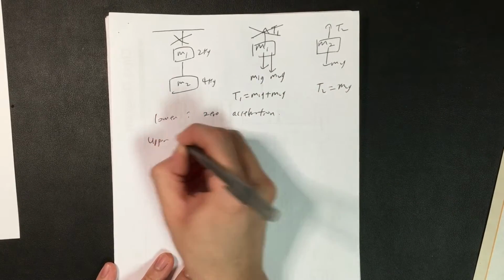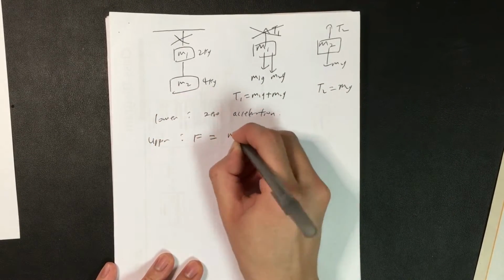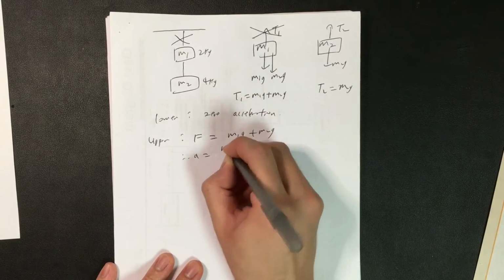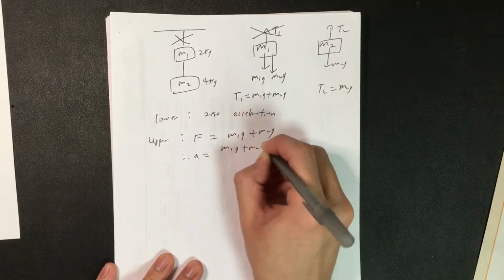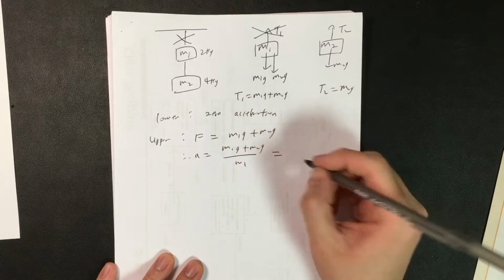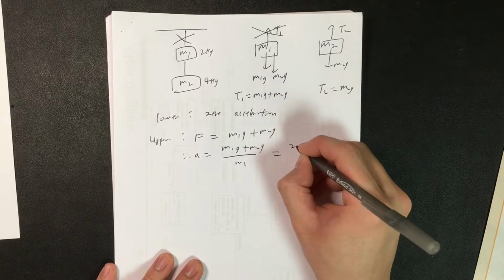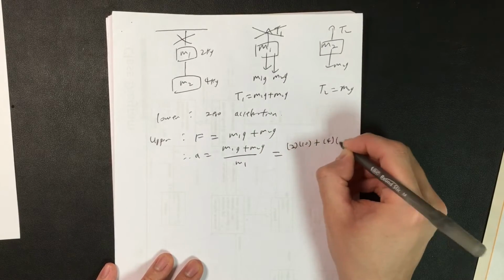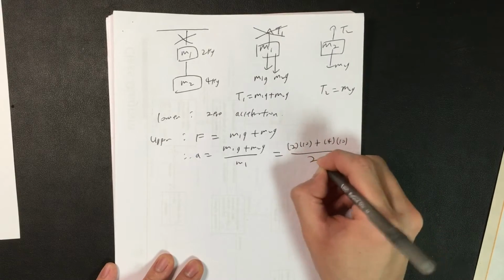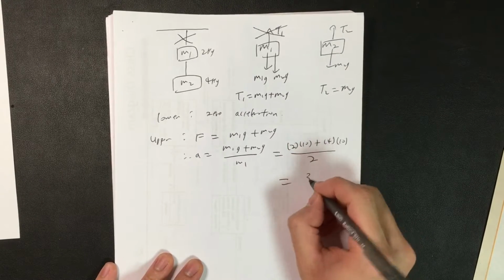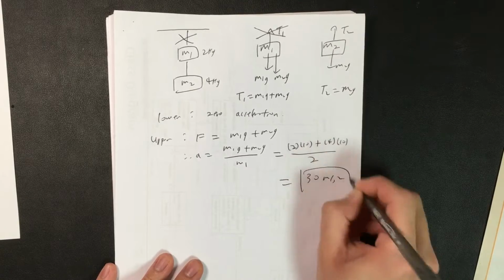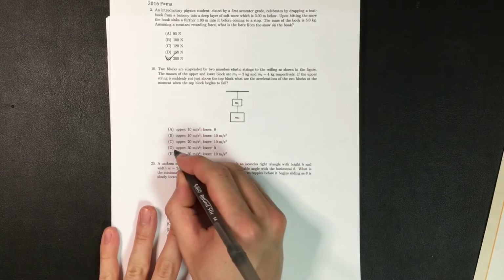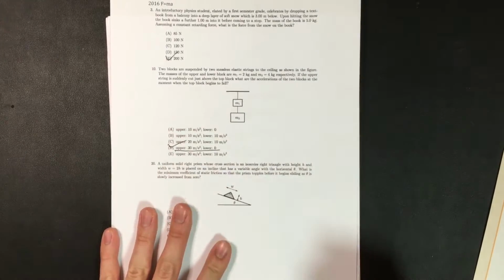But for the upper block, the net force equals m1g plus m2g. Therefore, the acceleration would equal (m1g plus m2g) over m1. Plugging in the numerical values, this equals 2 kilograms times 10 meters per second squared plus 4 kilograms times 10 meters per second squared, over 2. And therefore, the acceleration would equal 30 meters per second squared. Comparing the answer choices to my calculation, D would be the correct answer.